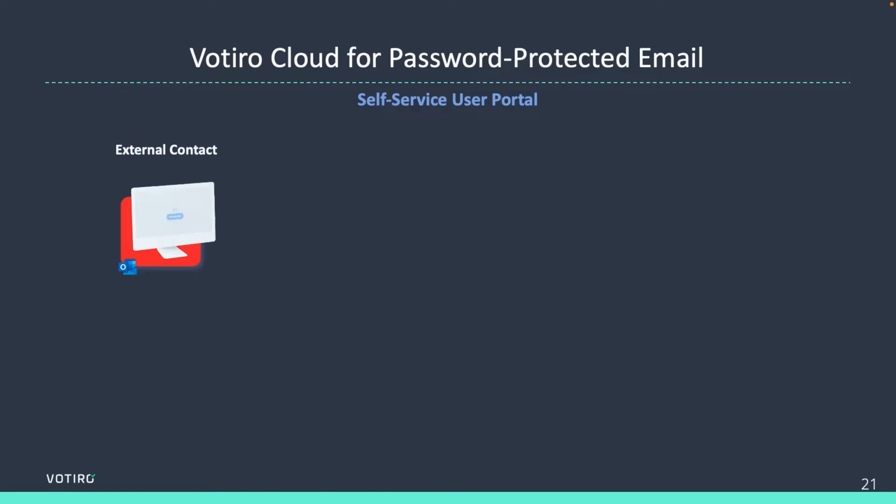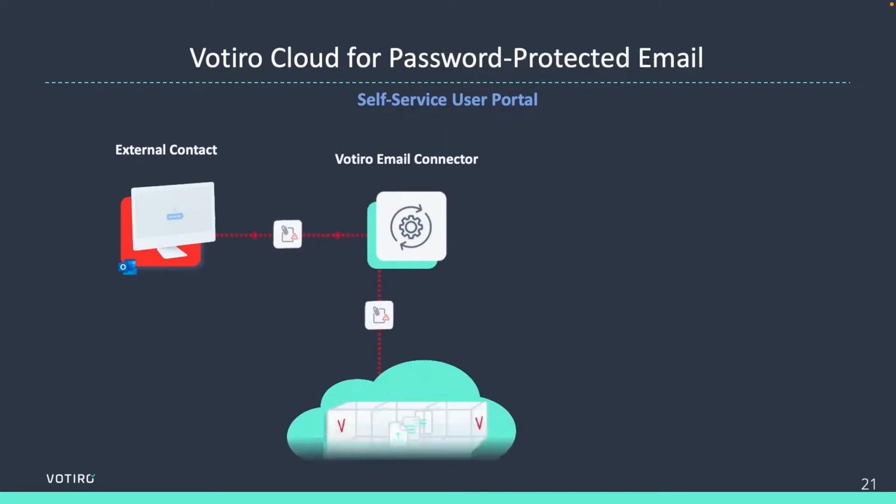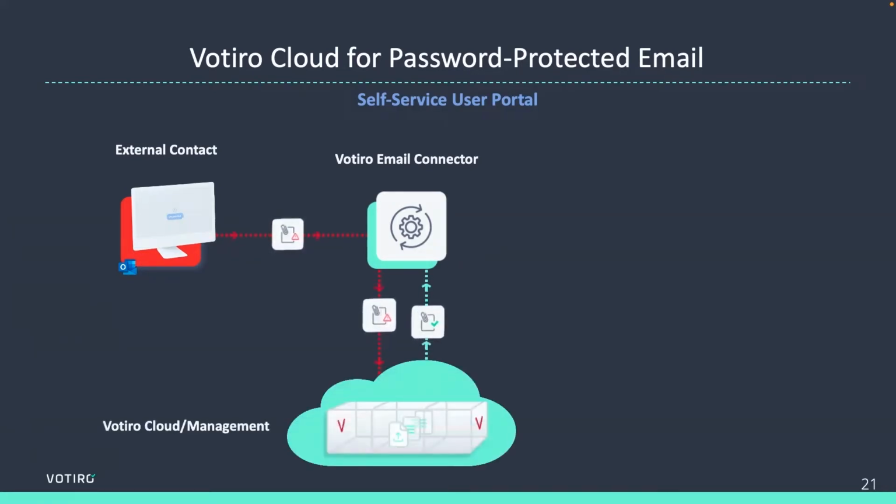This is an example of the file's journey with Votiro Cloud for password-protected emails. When an email comes in from an external source with a password-protected file, the Votiro email connector forwards the email to the Votiro Cloud. Next, the original email is delivered to the end user with a PDF document in place of the Word document, asking the user to input the password. We have not transformed or changed the Word file. The PDF is simply part of the user workflow.